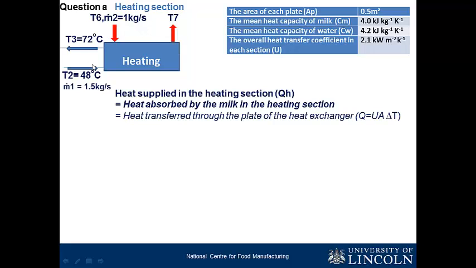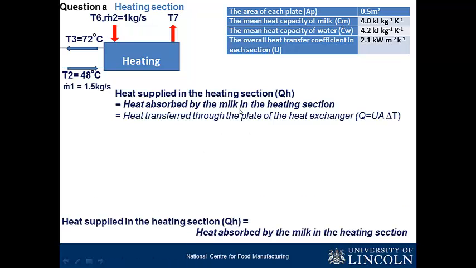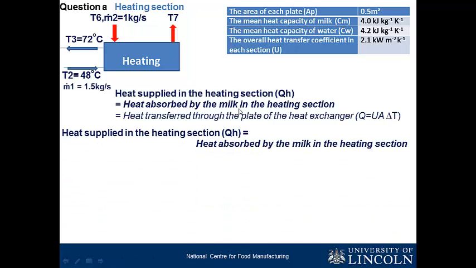But we know the information about the recipient of the heat, which is the milk. We know the milk is going in at 48 and is leaving at 72 degrees Celsius, and we know the mass flow rate of the milk, and we also know the mean heat capacity of the milk. So we can use that to calculate the heat supply in the heating section.